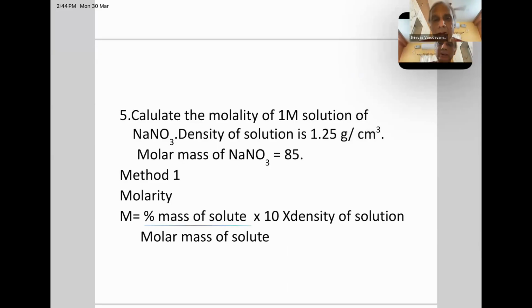Now you see, finding out the molality from molarity here. Calculate the molality of 1 molar solution of NaNO3. Density of solution 1.25 gram per centimeter cube. Molar mass of NaNO3 is 85.